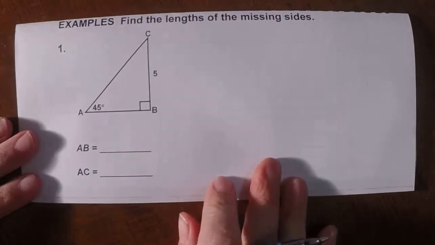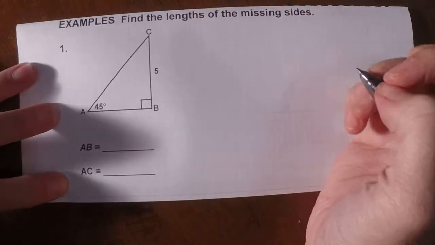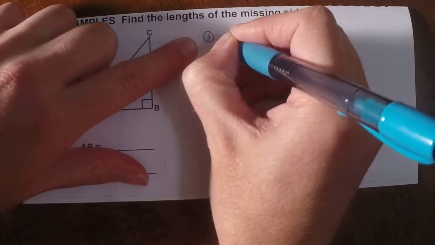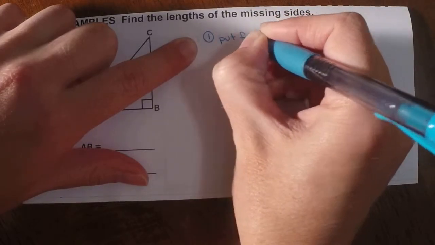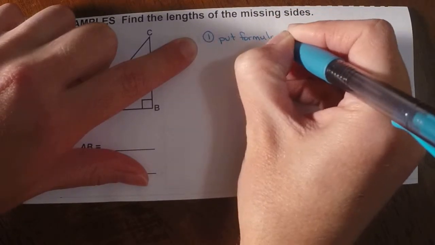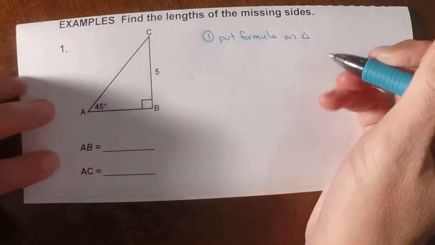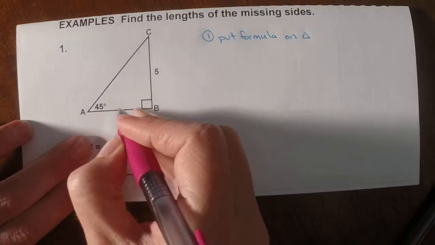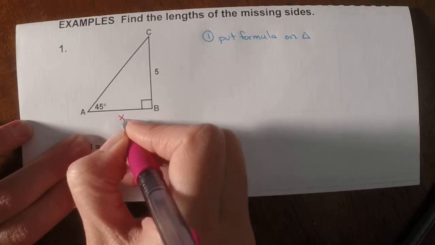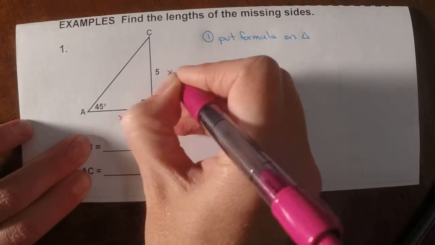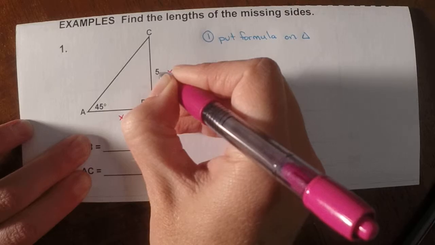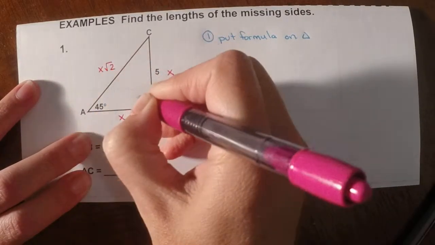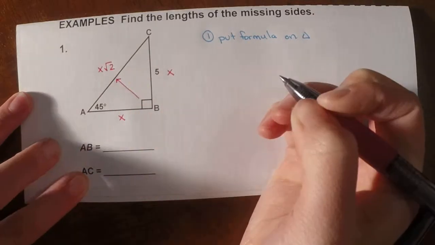If we're looking at example 1, remember step 1 is to put the formula on the triangle. So if we were trying to identify, this is a leg, so this is x. This is a leg, so this is x. But notice there's already something here. And then this would be our x root 2 because it's across from the 90-degree angle.